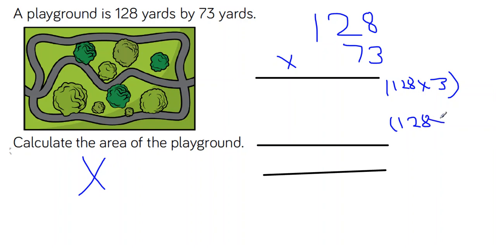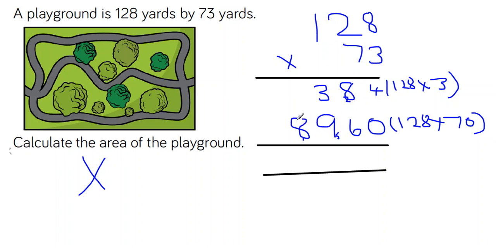128 multiplied by 70. So 3 times 8 is 24. 2 times 3 is 6, plus the 2 is 8. And 1 times 3 is 3. Placeholder. 8 times 7 is 56. 2 times 7 is 14. Add the 5 is 19. 1 times 7 is 7. Add the 1 is 8.